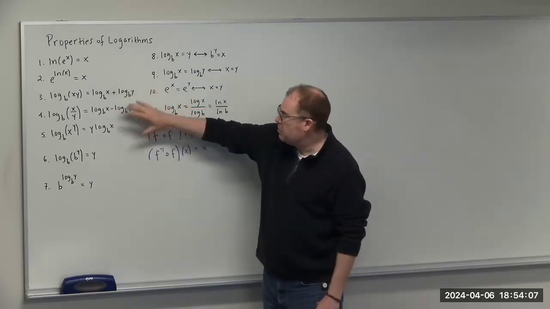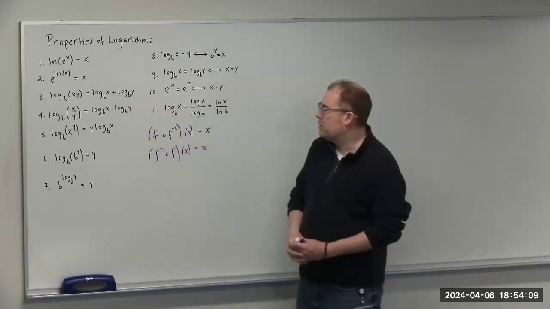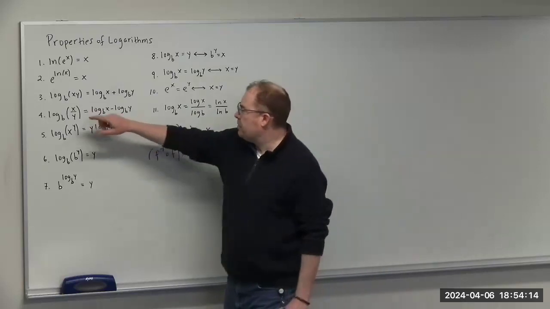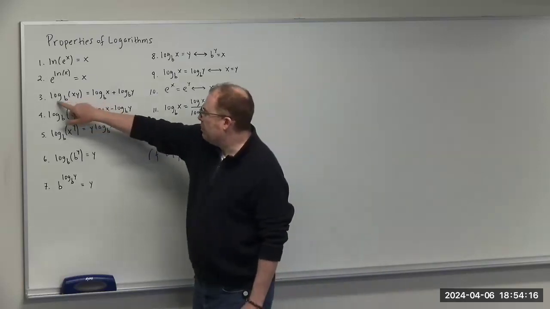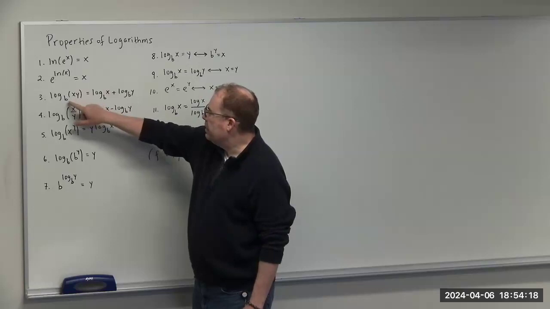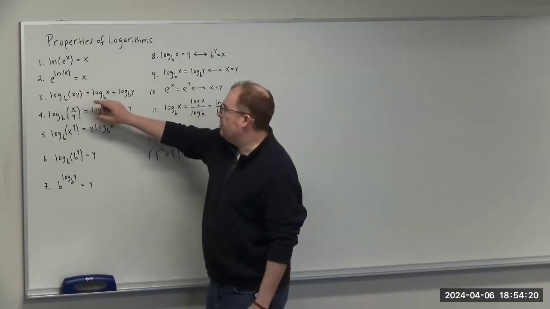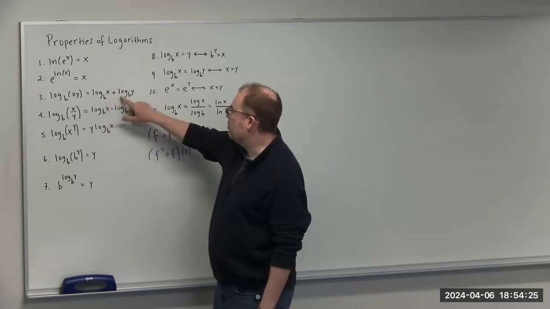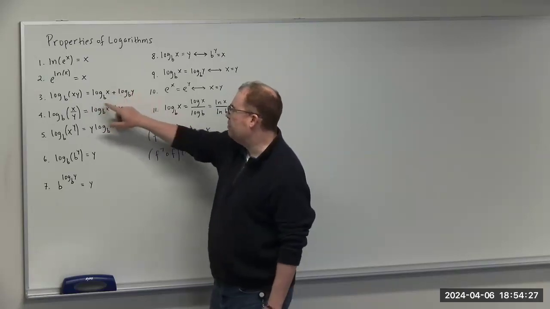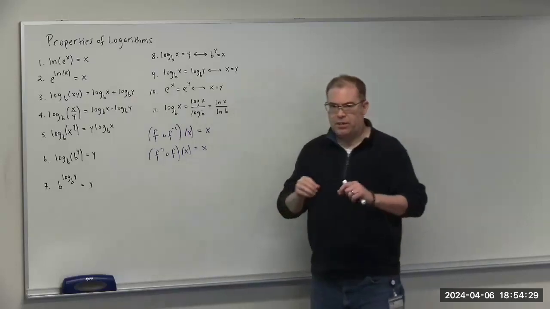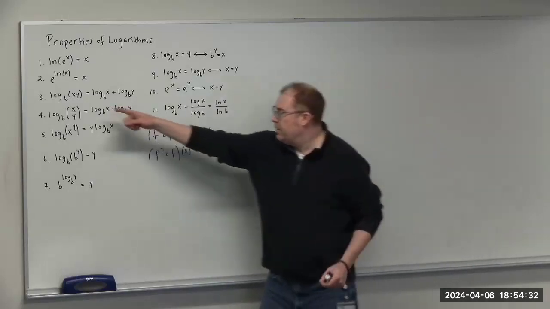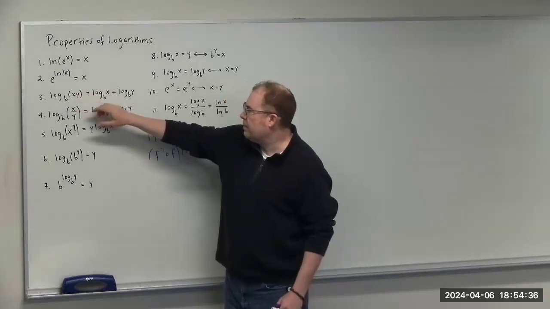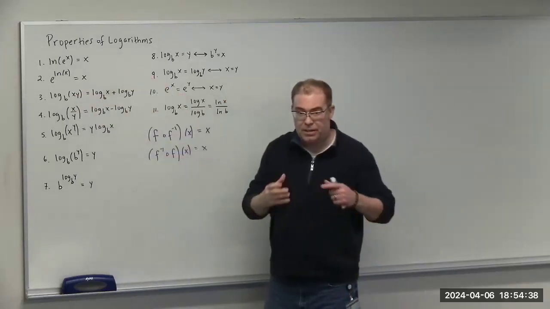The third, fourth, and fifth ones are the ones that we're going to look at closely, with some examples. If you have log of x times y, with some base b, then you can rewrite this as log x with the same base plus log y with base b. In other words, you can expand this logarithm. There's a multiplication here, but you can expand it over addition.